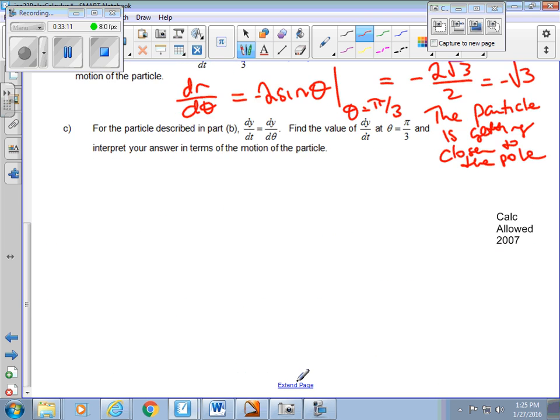Okay, we may not have time to finish this, but maybe we can set it up. For the particle described in part B, dy dt equals dy d theta. Remember, y is r sine of theta. So I'm going to find dy d theta once I plug that in. And that will say something about the particle getting lower or higher, right? So dy dt, or dy d theta, is the change in y value.